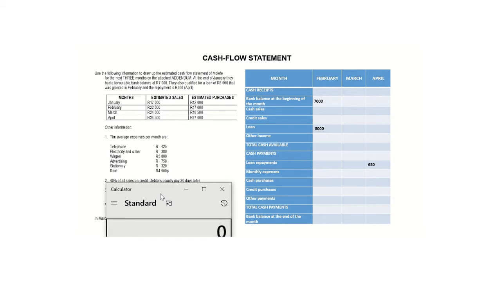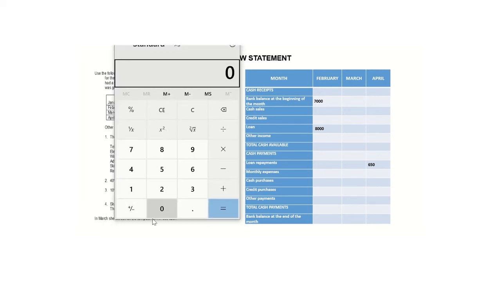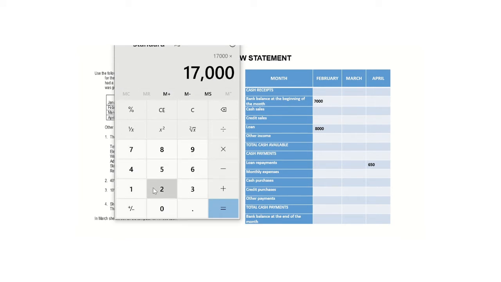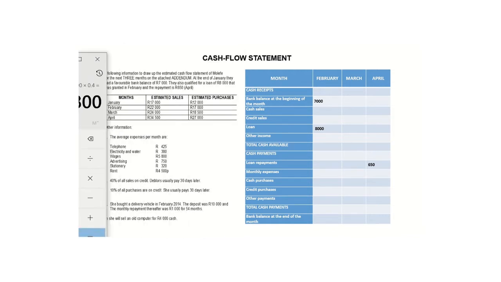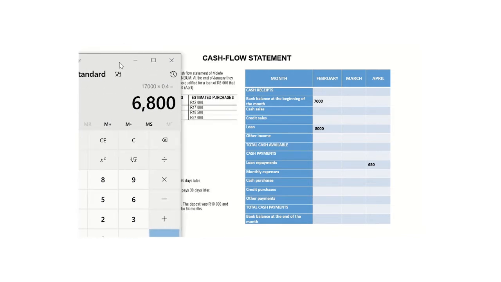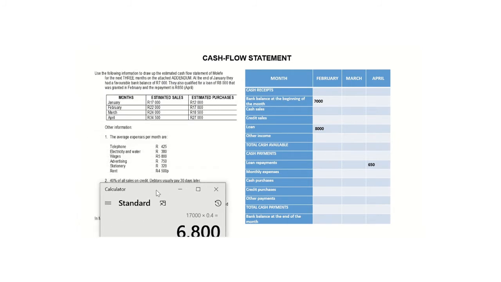because for every percentage, there is always 100. So if it's 40%, it means 60% will be cash. They say 40% are on credit, 60% is cash, which is received already. So let us do the 40% of 17,000, which will be 17,000 times 40%. So you got 6,800 rand of credit sales.